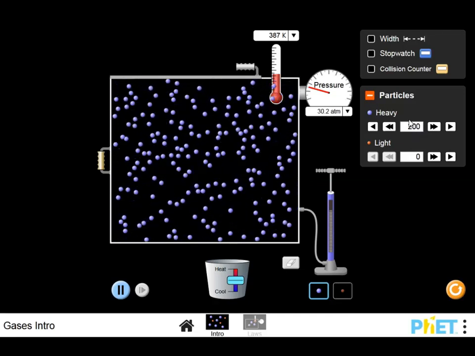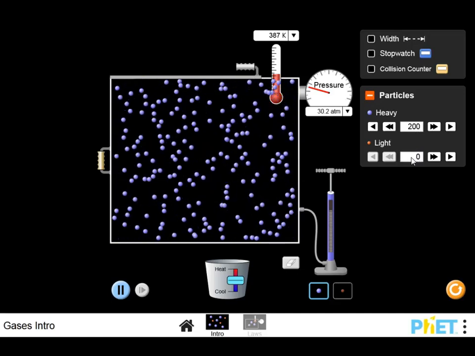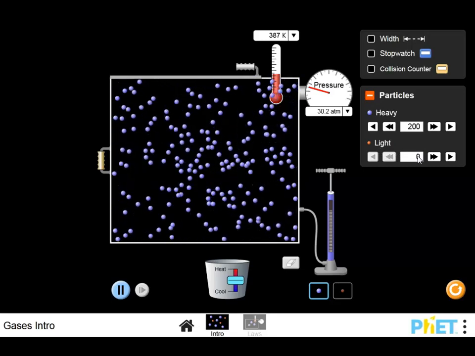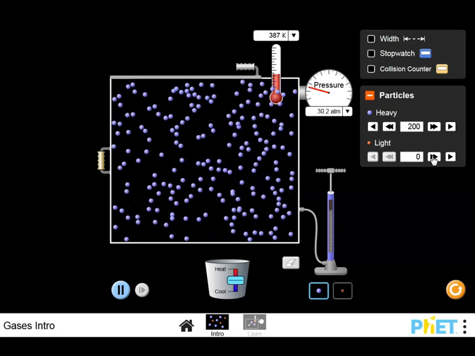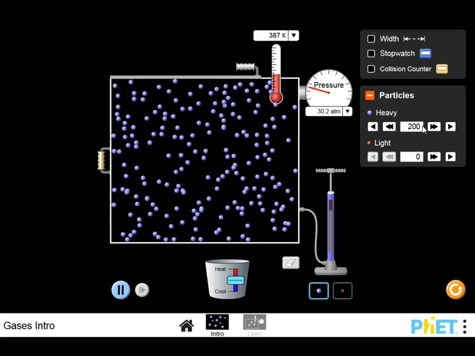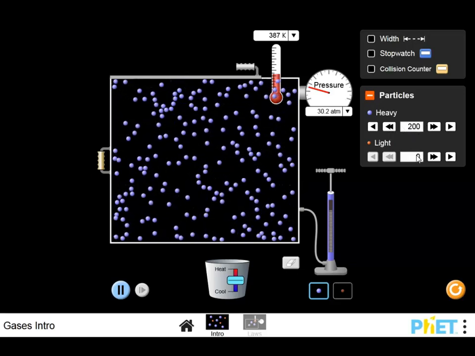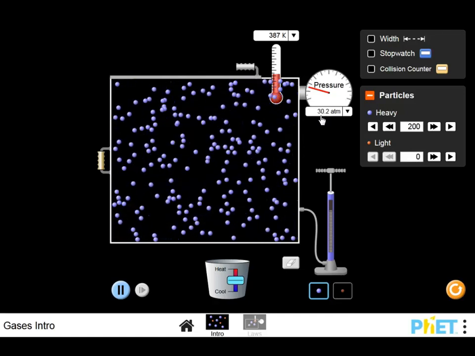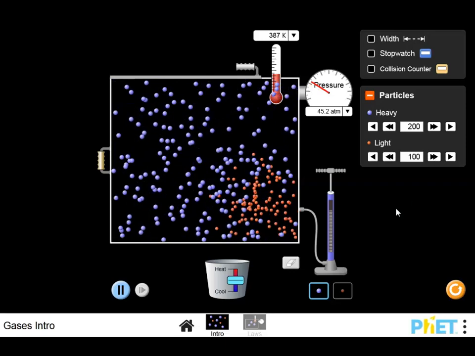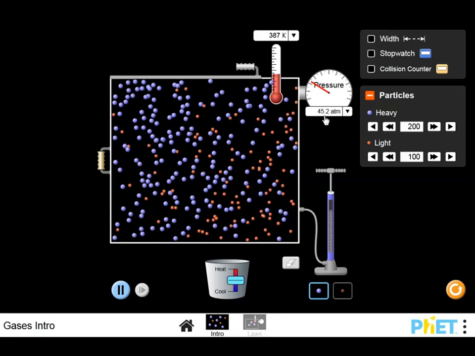But instead of raising the blue one to 300, what if I use the light ones, the red ones, instead? That should still raise me up to 45 atmospheres. Whether I get to 300 from 300 blue ones or from 200 blue ones and 100 red ones, I should get up to 45 atmospheres. So let's see what happens when I add 100 light ones here. Sure enough, boom, I went up to 45 atmospheres.